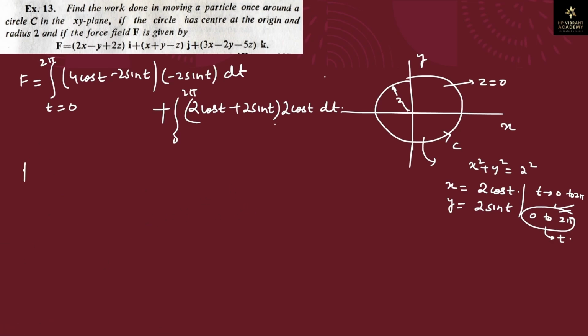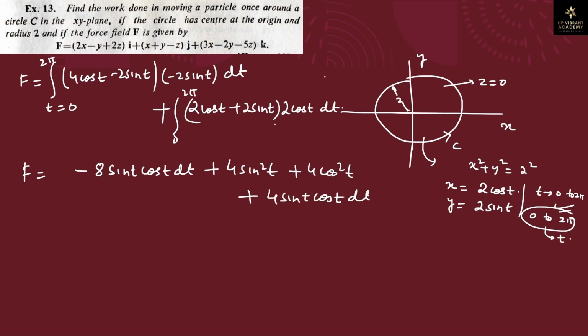Let us further simplify this. This is minus 8 sin t cos t dt, and this is plus 4 sin square t, and this is plus 4 cos square t plus 4 sin t cos t. Okay, and the limit is from 0 to 2 pi.